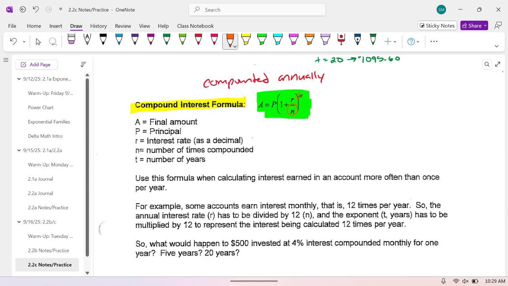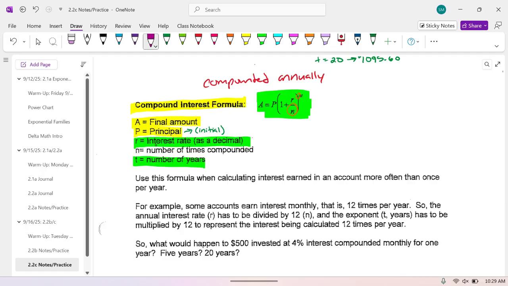All right. So in other words, if we compound more than once a year, that's where our n comes in. So our variables, our first four that we already know. So A, P, R, and T, they're the same thing. So A is your final amount. P is your principal, which remember that just is your initial amount. R is still your interest rate as a decimal. T is your number of years.